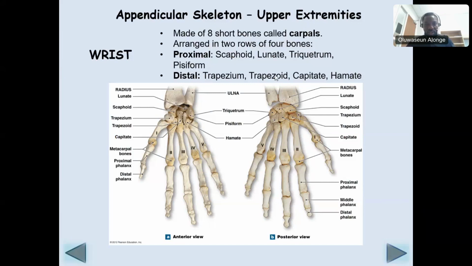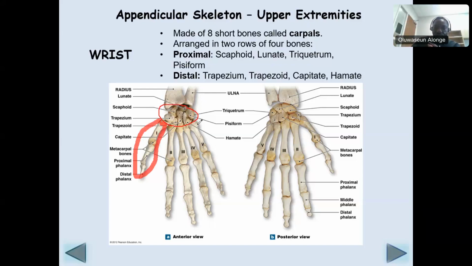And this, we call the pollex. The thumb is actually called the pollex. I know we call it thumb. That's the radius articulating with the carpal bones, the ulna articulating with the carpal bones, and that forms the wrist. There are 8 of them here. And like I told you, this is the right hand.